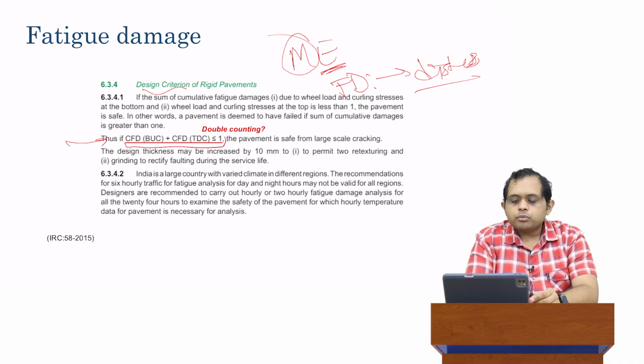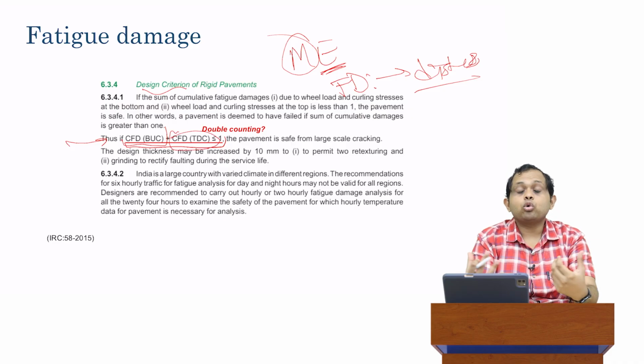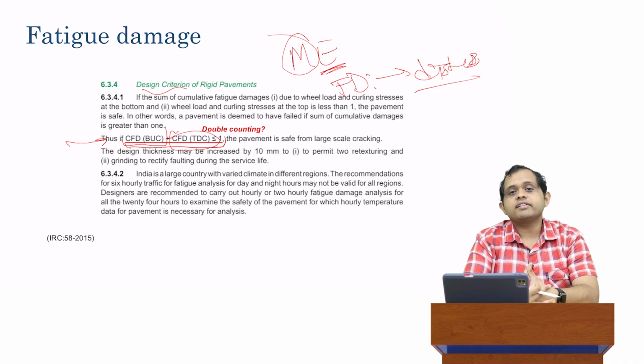Anyway, that aside, another problem which I've marked over here is it simply adds up the fatigue cracking due to bottom-up and top-down. It says once you have total fatigue cracking for bottom-up and top-down less than 1, that's when it's called failure. The issue here is this can lead to a little bit of double counting.